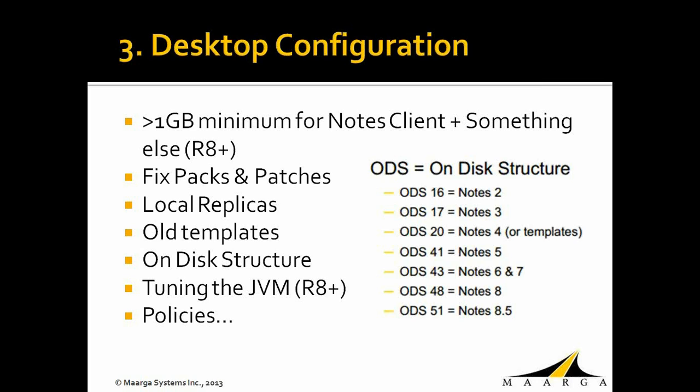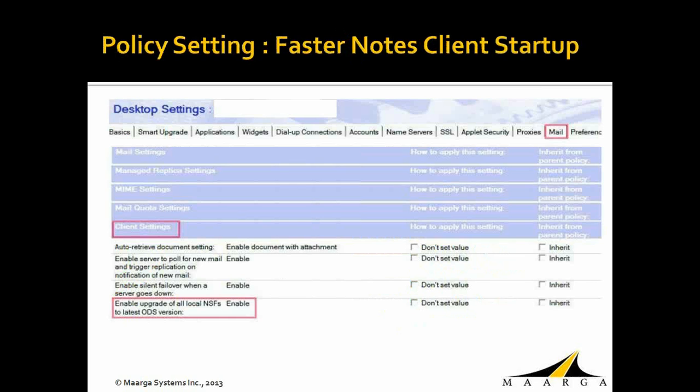The next one is tuning the JVM. So the JVM should be set to 1/3 of the total available memory, and this is specifically for R8 plus, and this speeds up the loading of the Notes client itself. Then we have policies that we can set as administrators, as IT service providers. We can set some policies on the clients, desktop policies for our end users.